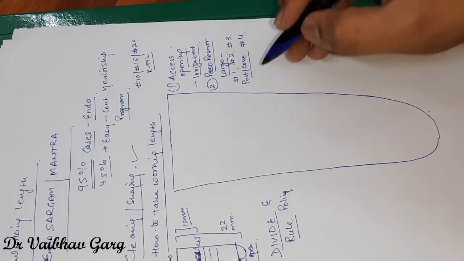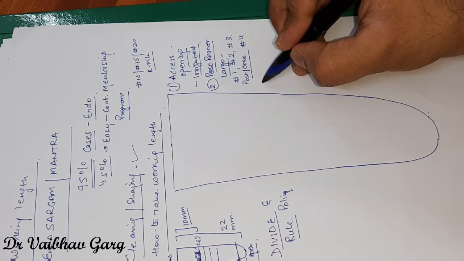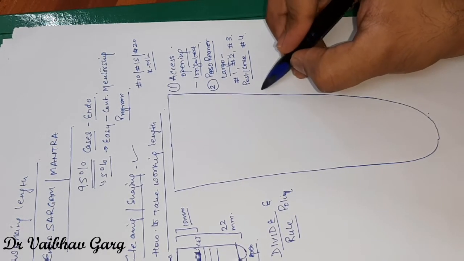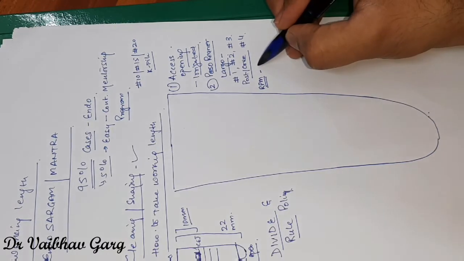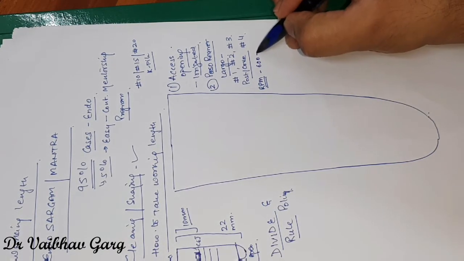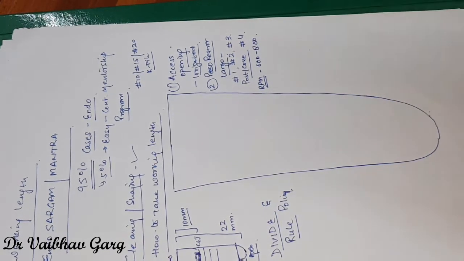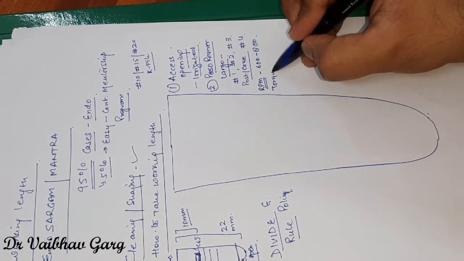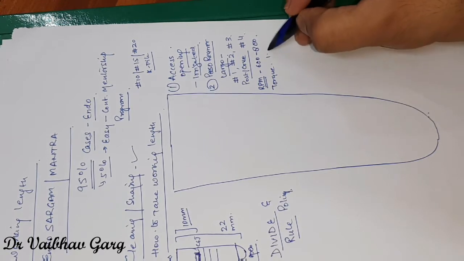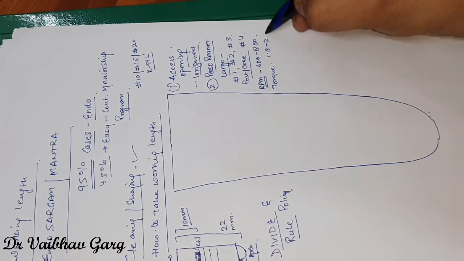These piezo reamers, we will keep RPM at 600 to 800 and torque can be 1.8 to 2 Newton meter.